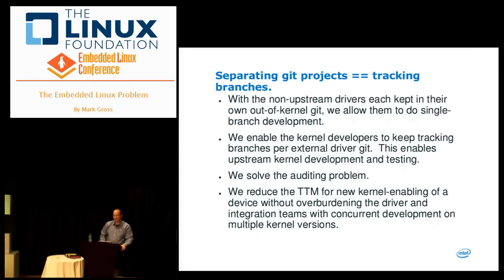So in practice, having separate Git projects is functionally equivalent to having tracking branches and then doing the rebases. I'm just turning it around. Rather than rebasing the drivers on top of the new kernel, I'm rebasing the new kernel glue logic to make the old driver work on the new kernel. And so I'm kind of trying to turn the problem around a little bit. By doing that, I believe I can avoid having the feature teams have to be competent enough to deal with Git rebase and test multiple kernels. We can isolate that work to just the kernel feature team.